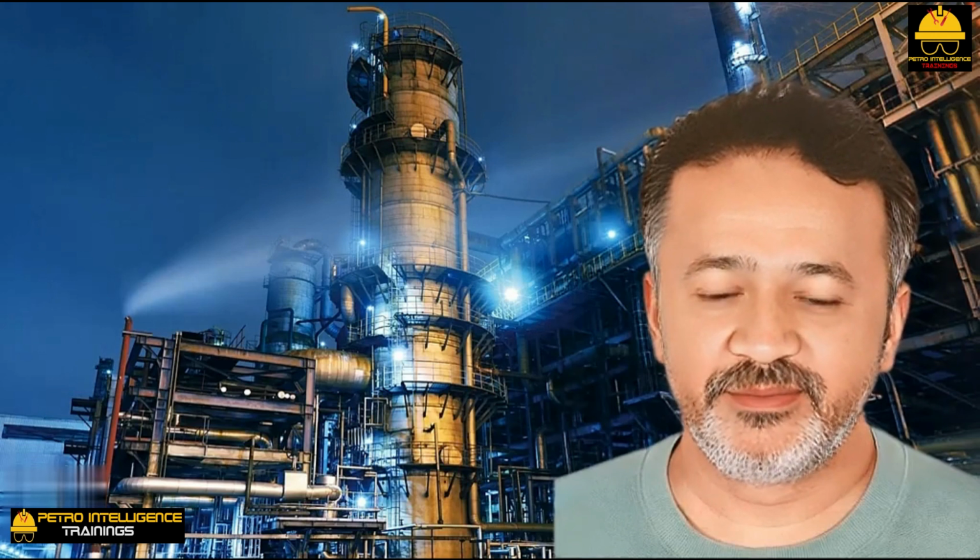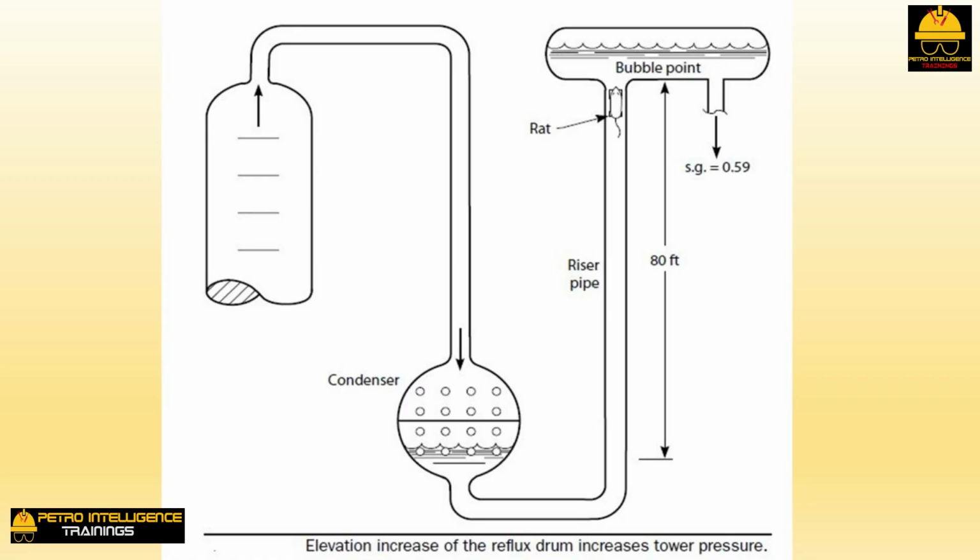Reflux drum elevation increase promotes subcooling. Once upon a time many years ago, a tragic event occurred in Louisiana. A rat entered the condenser outlet pipe shown in the picture. The condenser had been offline for cleaning. The rat, having crawled up the riser pipe to the reflux drum, got its head stuck in the drum's inlet nozzle. The engineer, unaware of the rodent's predicament, put the exchanger back into service.